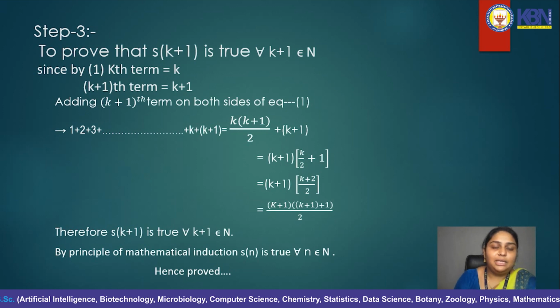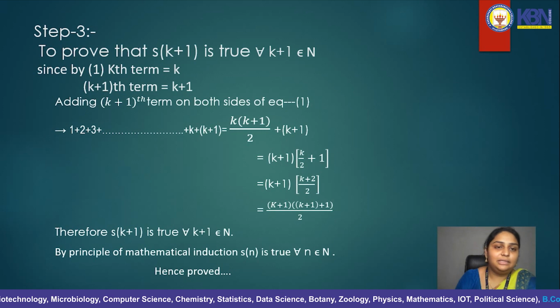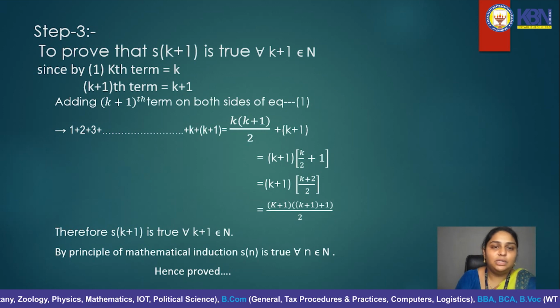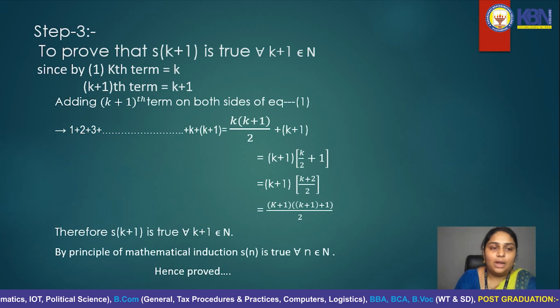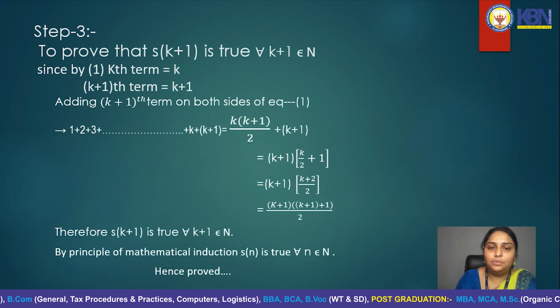From that equation, we know the kth term. So, by equation 1, the kth term is k. To find the k plus 1th term, we have to substitute k plus 1 in the place of n. Then we get the k plus 1th term is k plus 1. Now adding this k plus 1th term on both sides of equation 1, we get 1 plus 2 plus 3 plus so on plus k plus 1, which is equal to k into k plus 1 by 2 plus k plus 1.